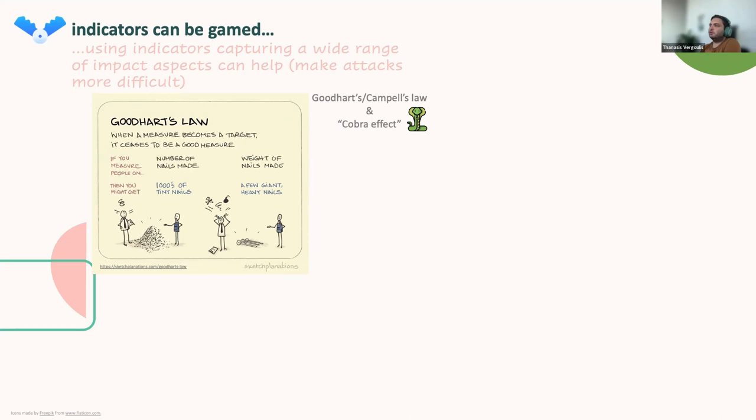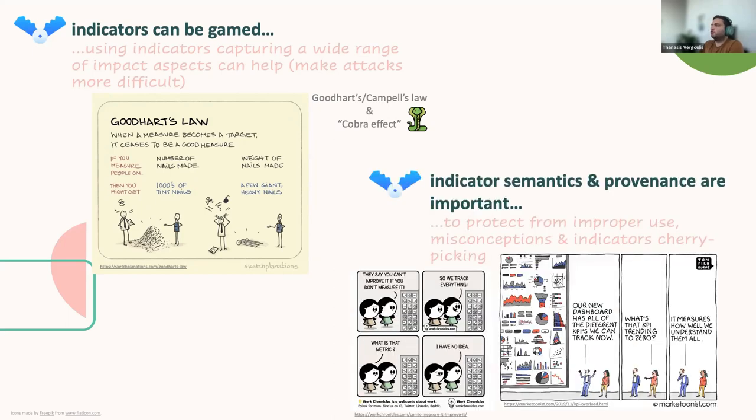So in general, we should always keep in mind that when you have only one indicator or a couple of indicators that are capturing the same thing, these indicators can be gamed very easily. And this, of course, will affect the decisions that you make based on them if you don't also consider additional context and additional properties of the work of the people that you are assessing.